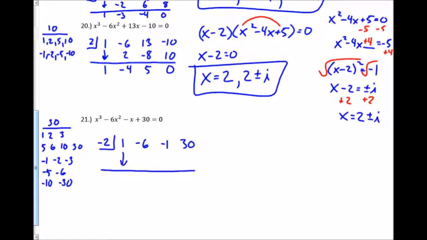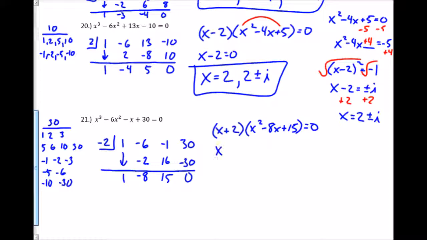So now I bring down this guy. I multiply. I add straight down. I multiply. I add straight down. I multiply. I add straight down. And we can't all be as lucky as I am, but you know, sometimes it works out. So I've got x plus 2 as one of my factors because that gives me the x equals negative 2. Then I've got an x squared minus 8x plus 15, which can be factored. That factors into an x minus 3 and an x minus 5.